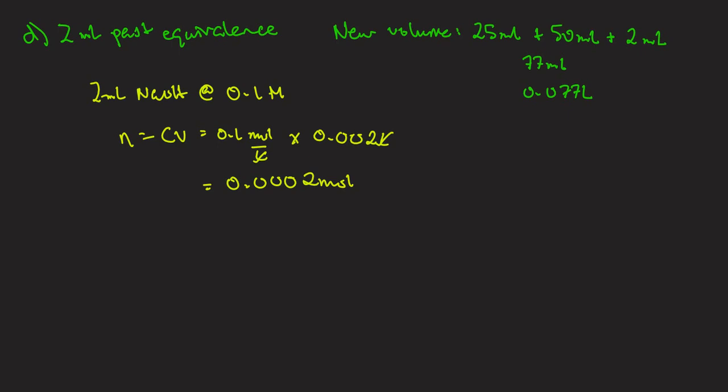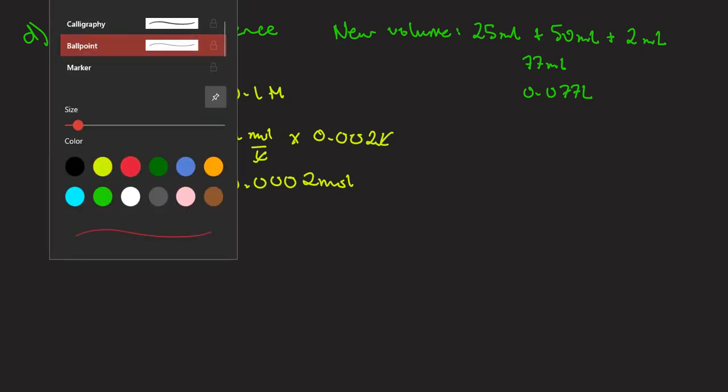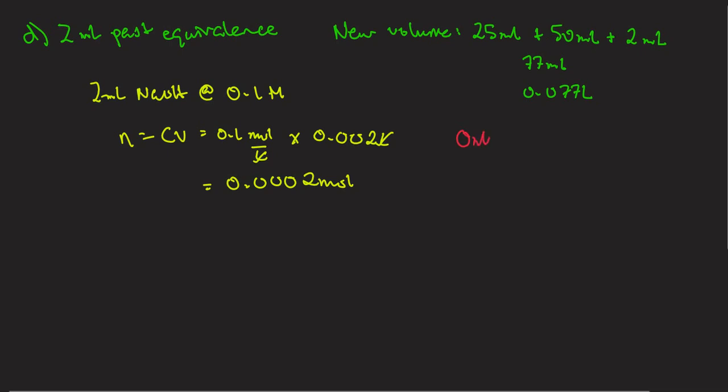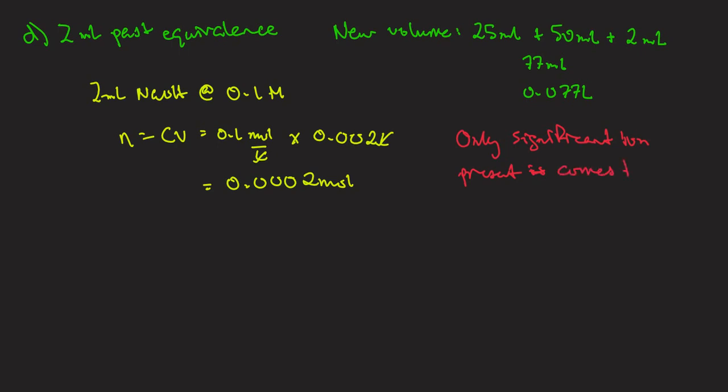Now at this point, we have conjugate base present, very little of it. We know the Kb value for that. The only significant source of ions here, let's write this in red because it's important, the only significant and most significant ion present comes from the 2 milliliters of base. That means you can ignore everything else.